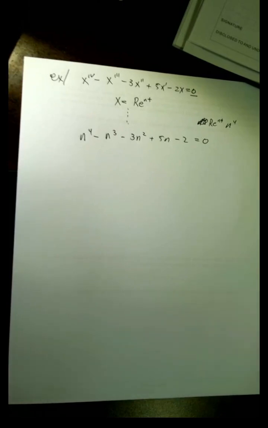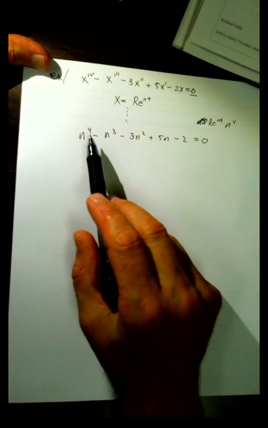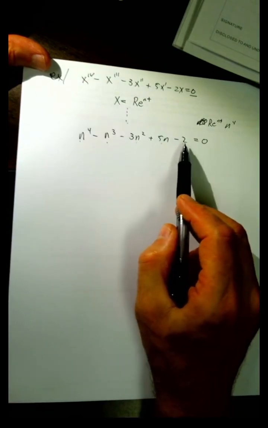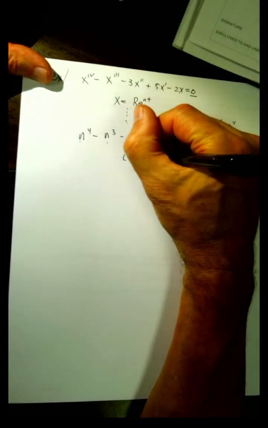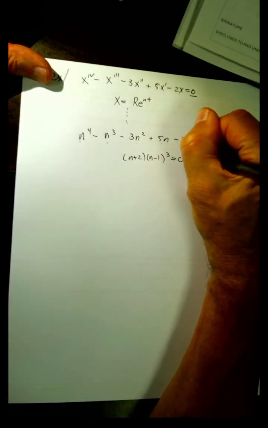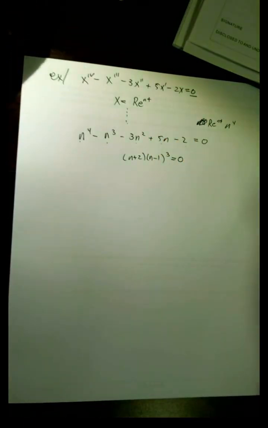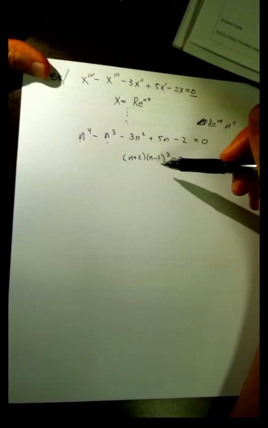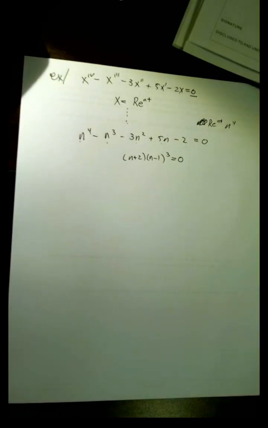And if you notice n equals 1, you have 1 minus 1 is 0, minus 3 plus 5 is 2, minus 2 is 0. So you should immediately see that n equals 1 is a solution. You should be able to go through and factor it all out. I'm not going to go through all of that. But after you go through all the motions, you should get that n to the fourth minus n cubed minus 3n squared plus 5n minus 2 can be written as (n plus 2) times (n minus 1) cubed.